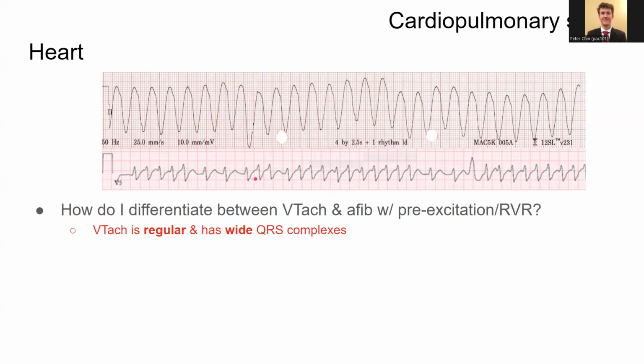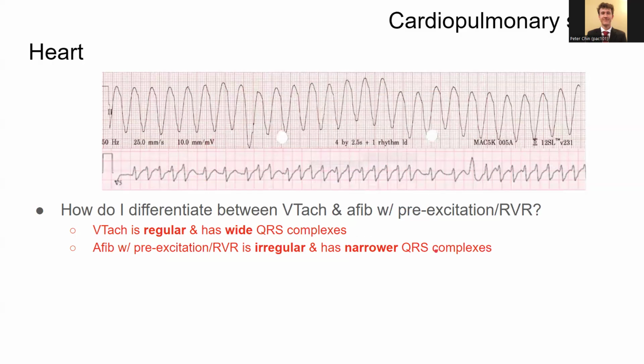Again, if you compare the rate and rhythm, both are tachycardic, but then you compare the rhythm: VTAC has a regular wide QRS complex tachycardia, and that's what shows up on the EKG. And if you compare that with AFib with RVR or with pre-excitation, it's irregular and it has narrower QRS complexes. And if you look at some of these QRS complexes, you can maybe see a little bit of that slurred upstroke in the QRS complex.